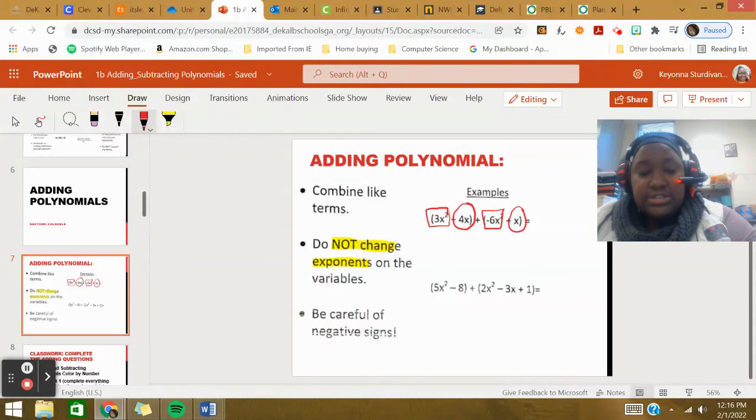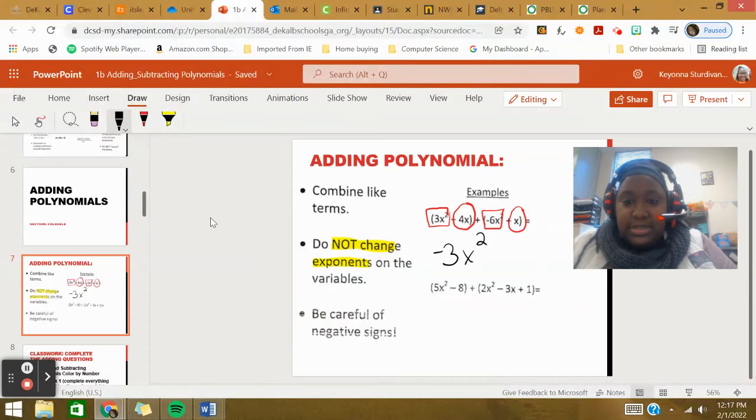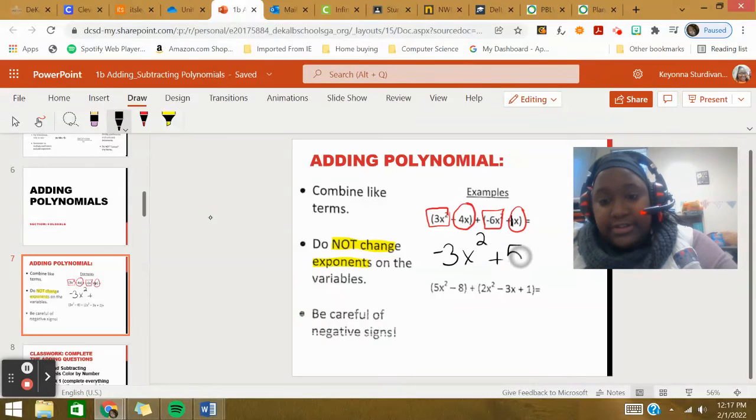So once you identify what your like terms are, you're just going to go ahead and combine your like terms, and then you're done adding polynomial expressions. So 3x squared minus 6x squared, all I'm doing is combining the coefficients. So 3 minus 6 is going to give me a negative 3x squared. And then the only other thing we have to combine now is 4x plus x. Remember that if there's nothing in front of your variable, it's an understood 1, so I would just put a 1 here. So we're going to do 4 plus 1, which will give me 5. So this would be negative 3x squared plus 5x.